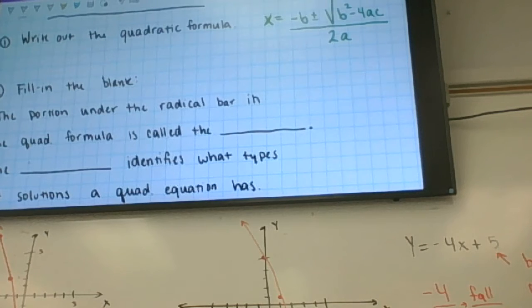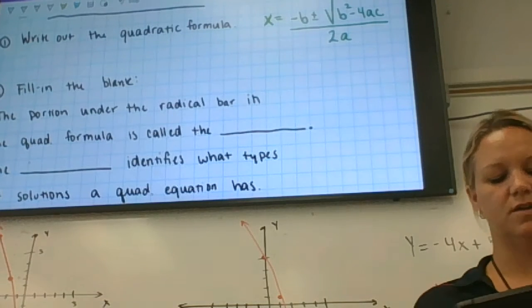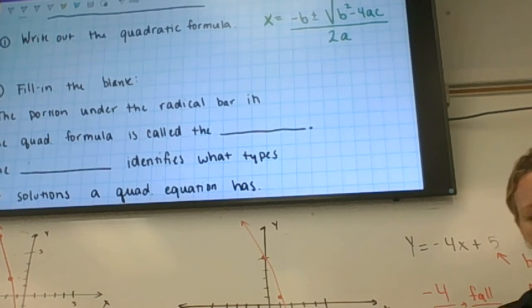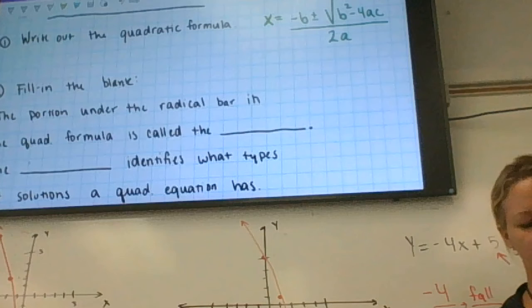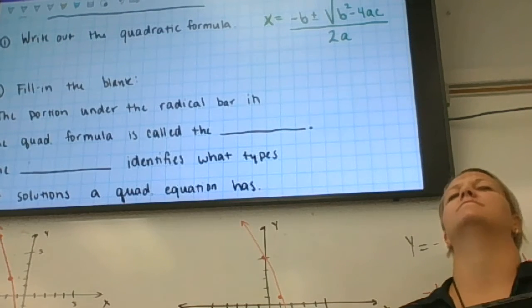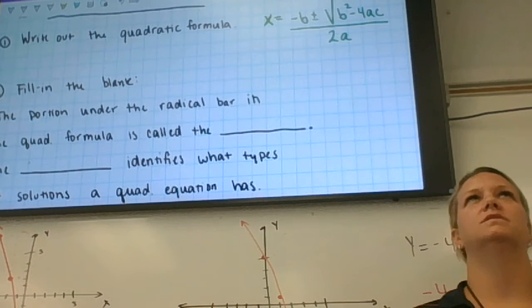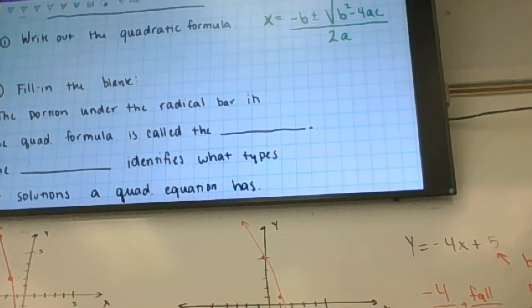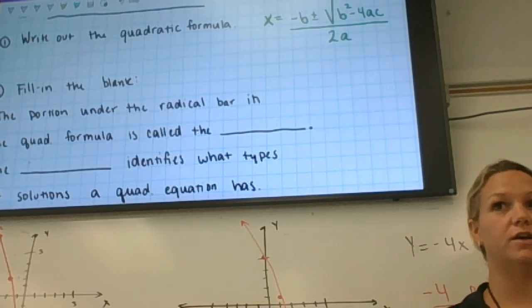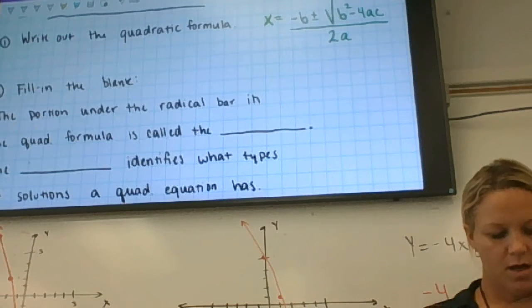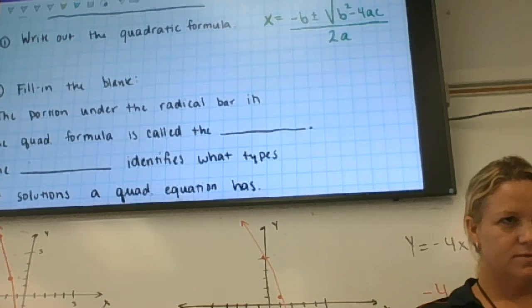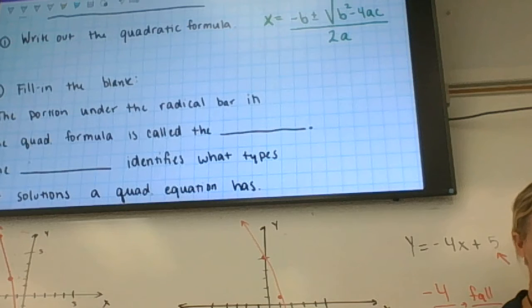The discriminant identifies its own. I don't think it's good, to be honest with you. I think it should be the identifies what types of solutions a quadratic equation. I think it should have some different kind of ownership word. I'll think on it. Gets, obtain, substantiate. I want to say owns, right?